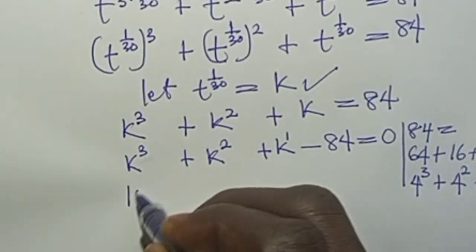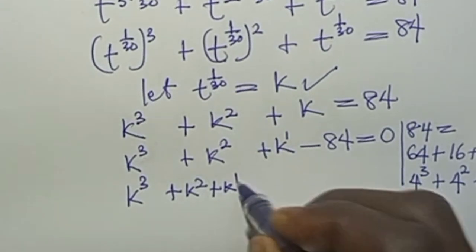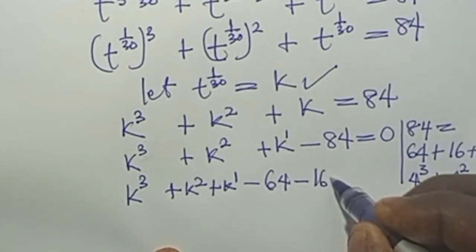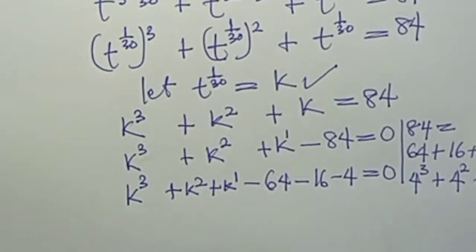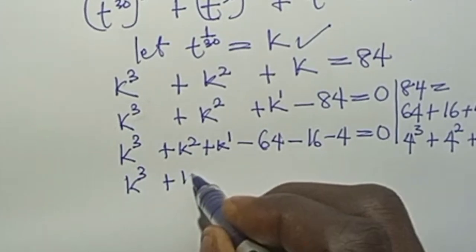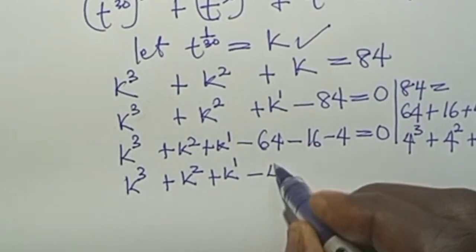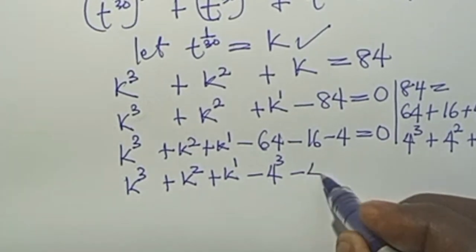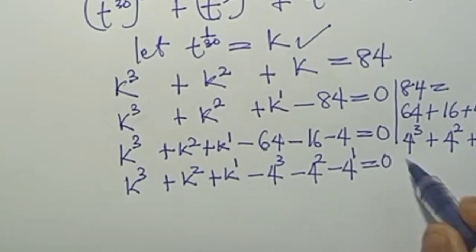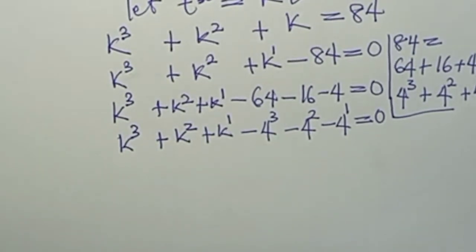The next line will therefore become k to the power of 3 plus k to the power of 2 plus k to the power of 1 minus 64 minus 16 minus 4 all equal to 0. So the next line therefore will be k to the power of 3 plus k to the power of 2 plus k to the power of 1 minus here 4 to the power of 3 for 64, minus 4 to the power of 2, that is 16, minus 4 to the power of 1 all equal to 0, and we are fine. So here, the next thing, we're going to group them according to their powers.